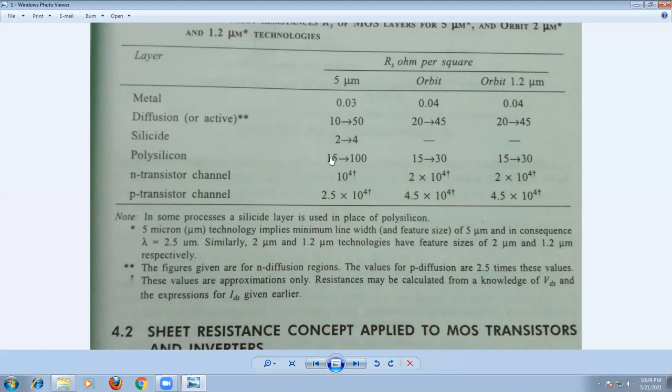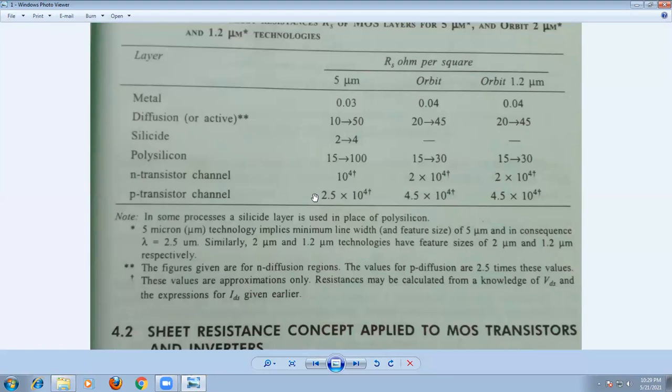Therefore, the sheet resistance of the silicide will be very, very low because we deposit a metal on the polysilicon. So this is the best replacement for polysilicon structures, and that is why we use silicide in submicrometer technology.